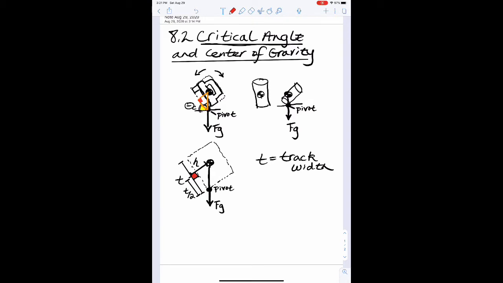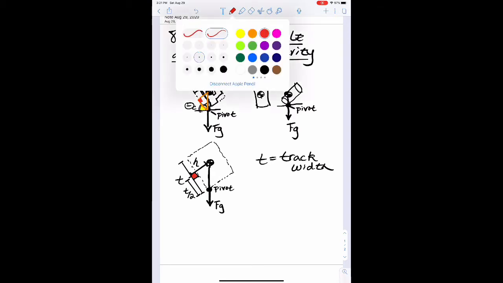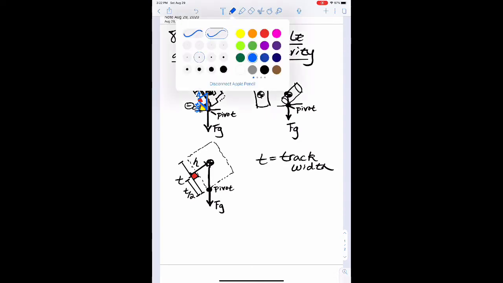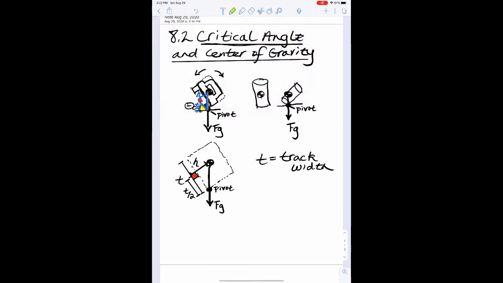Let me label a couple more things here. Let's go with blue. Maybe that's easy to see. I apologize that my handwriting is messy. This is T over 2 right here. So this side is T over 2, and this side is H, and this side is the hypotenuse. And long story short, this angle, let me see if I can pick another color, maybe green, this angle right here is the complement of the critical angle.